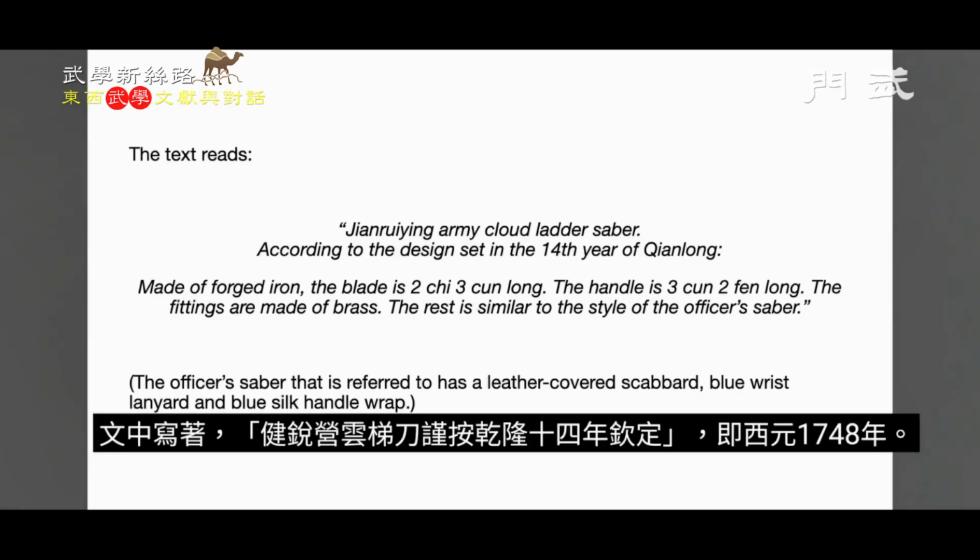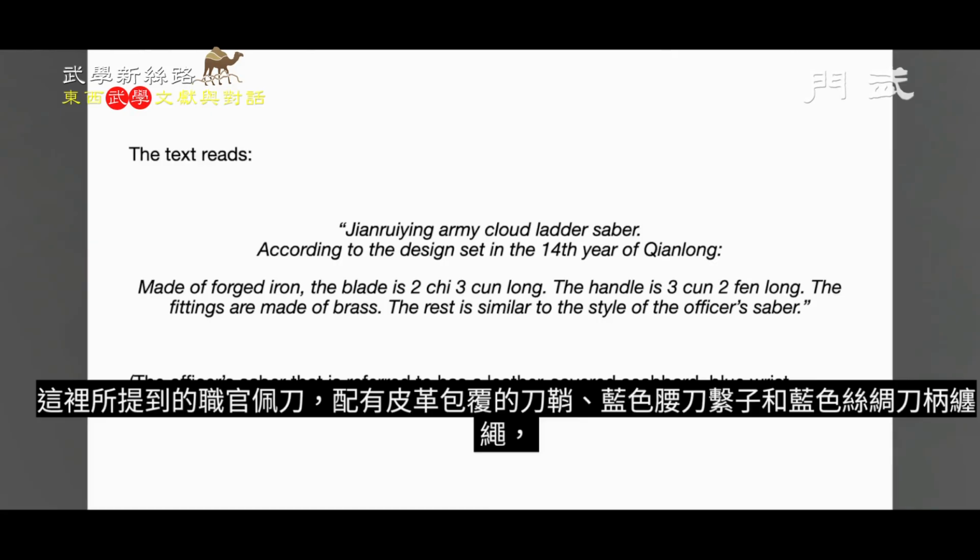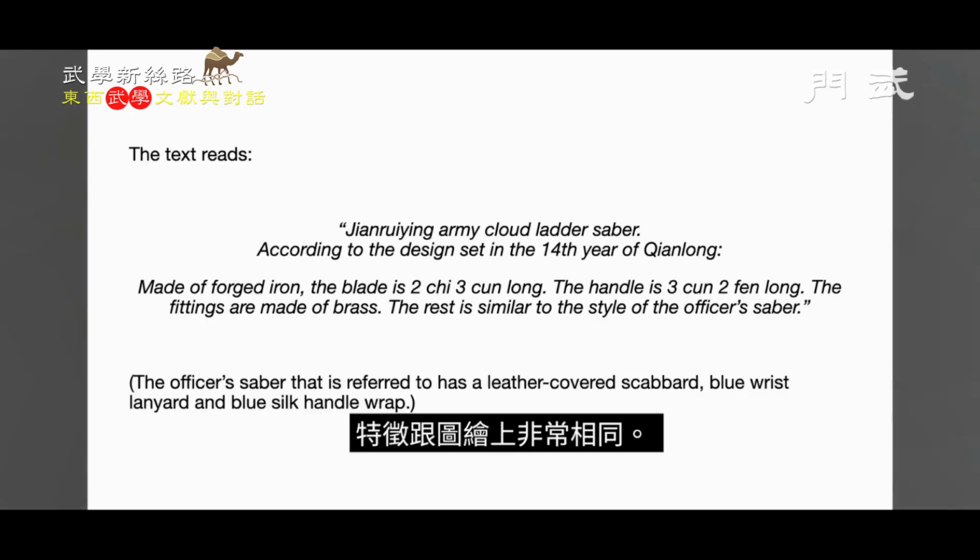The text reads, Zhenrei Army Cloud Leather Saber, according to the design set in the 14th year of Qianlong, corresponding to 1748. And the rest is just the size, and it says it's similar to the style of the officer saber. The officer saber in question has a leather-covered scabbard, blue wrist lanyard, and blue silk handle wrap. Pretty much what we see on the painting as well.